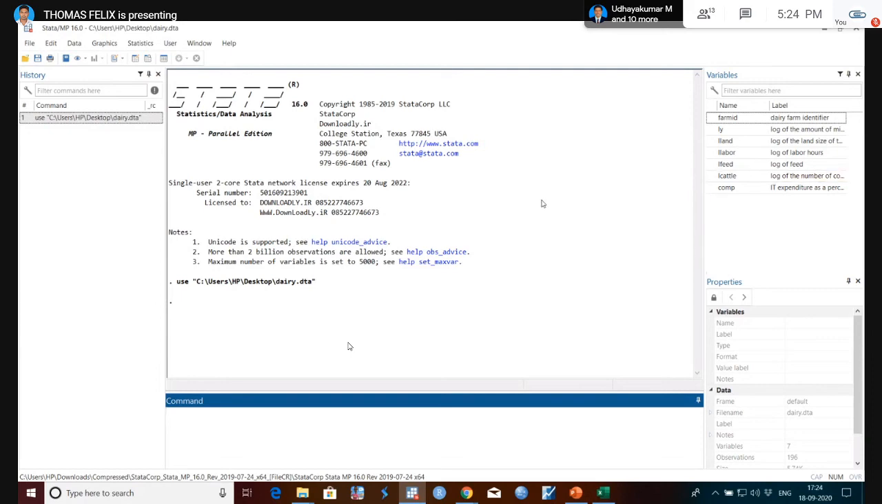As I said, first we are going to use the output oriented approach. Under the output oriented approach, first we are going to see the distribution free approach, which is the corrected OLS approach. Using the corrected OLS approach, we are going to derive the technical efficiency.